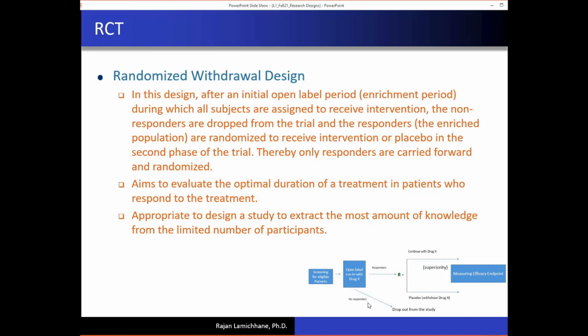This kind of design is aimed to evaluate the optimal duration of the treatment in patients who respond to the treatment. Because we already removed the non-responders, it is useful to understand the mechanism on the responders only, and it is appropriate to design the study to extract the most amount of knowledge from the limited number of patients, because these responders are a limited number, and in those limited numbers we want to extract the most amount of knowledge.